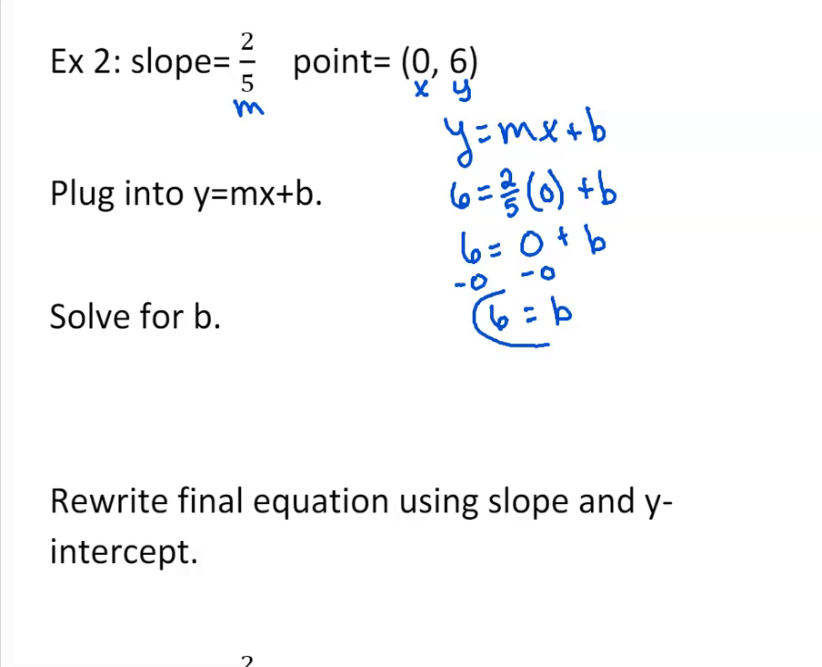So then we found our b value, which is 6. We're going to take it and the slope from the top here, and we're going to write our equation. So remember, it's y equals mx plus b, that's slope-intercept form.